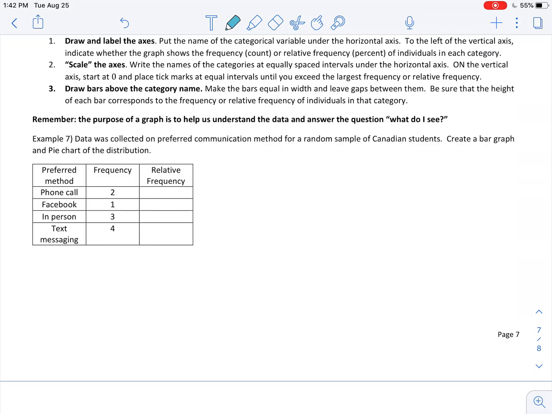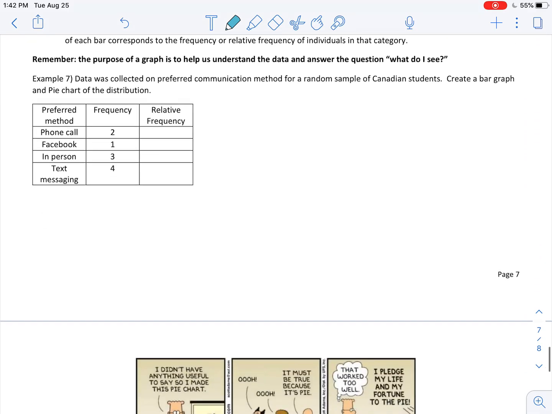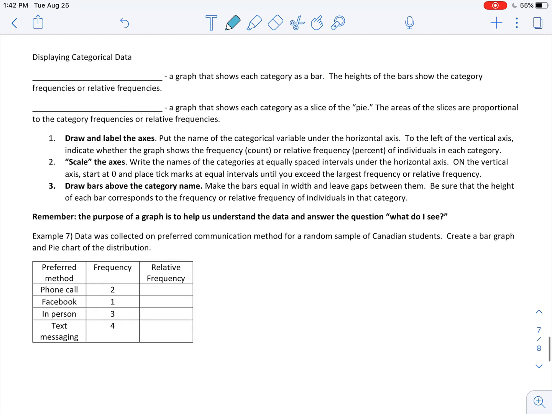Hey guys, I am on page 7 in your notes. So I did skip over example 6. We're going to do that in class, but I want to talk about example 7 here. So this is more looking at, before example 7, I'm sorry, categorical data.